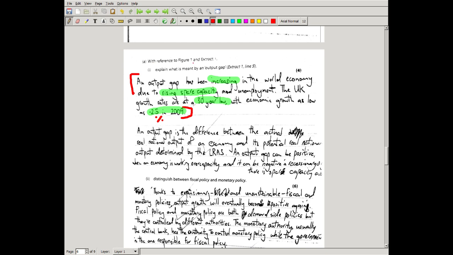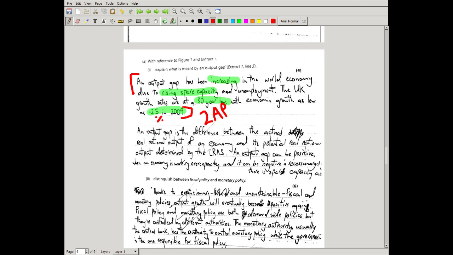And I've also mentioned that the growth rates are at a 30-year low, with economic growth as low as -2.5% in 2009, which is basically negative economic growth. So growth is a misnomer, I suppose. You can just say that there has been a decline in economic activity. Anyhow, from here to here, I established 2 application marks, easy, because I've mentioned 3 points. And let's move on to the second paragraph.